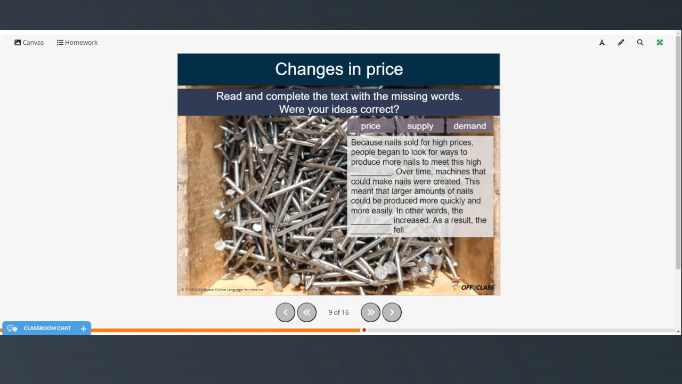All right, again, we'll complete the text with the missing words. So, because nails sold for high prices, people began to look for ways to produce more nails to meet this high demand. Over time, machines that could make nails were created. This meant that larger amounts of nails could be produced more quickly and more easily. In other words, the supply increased, and as a result, the price fell.